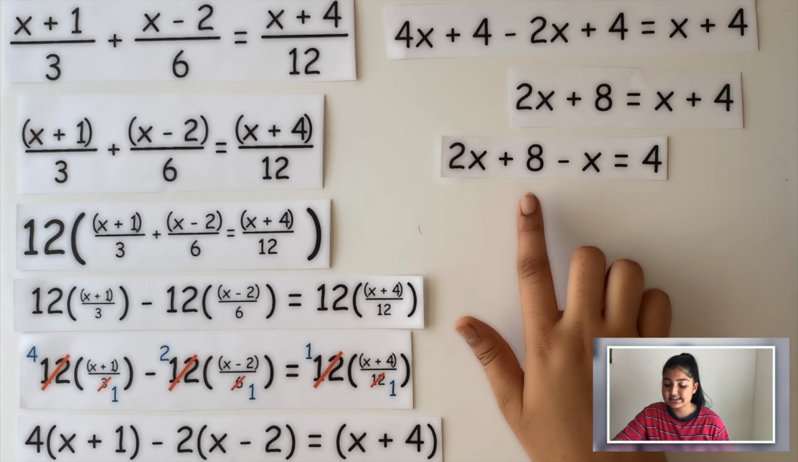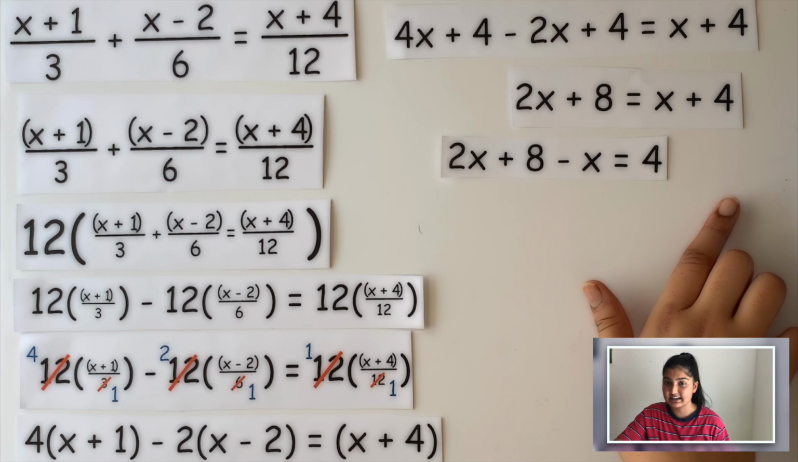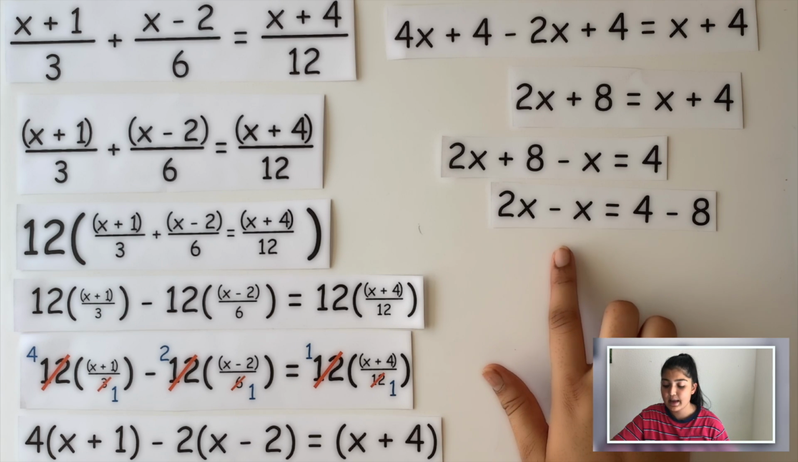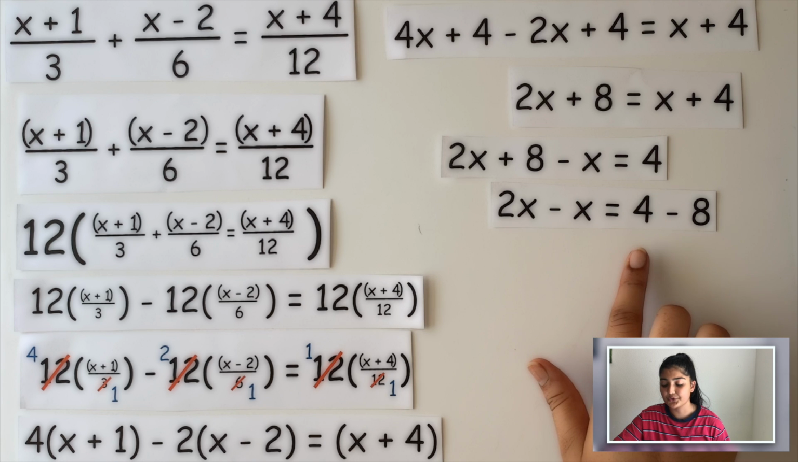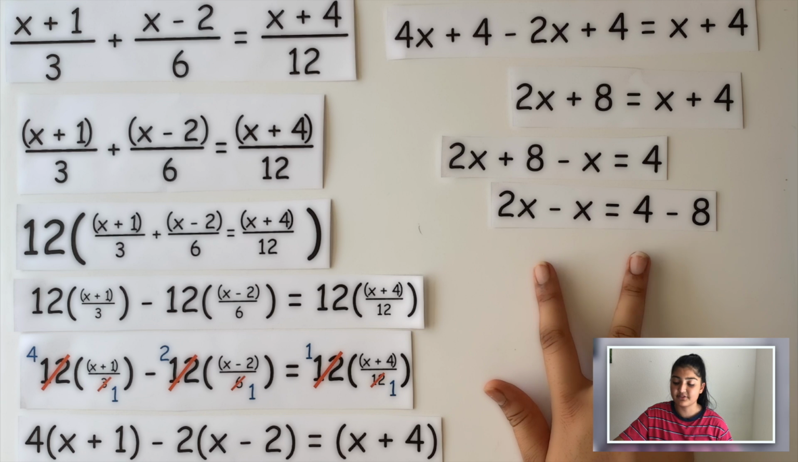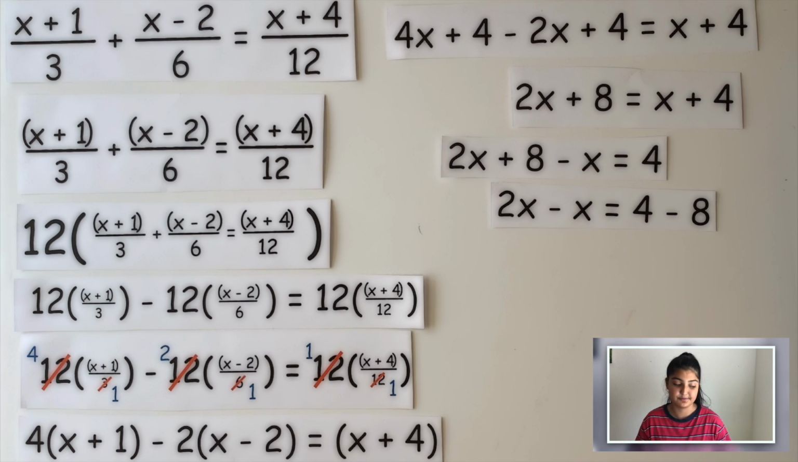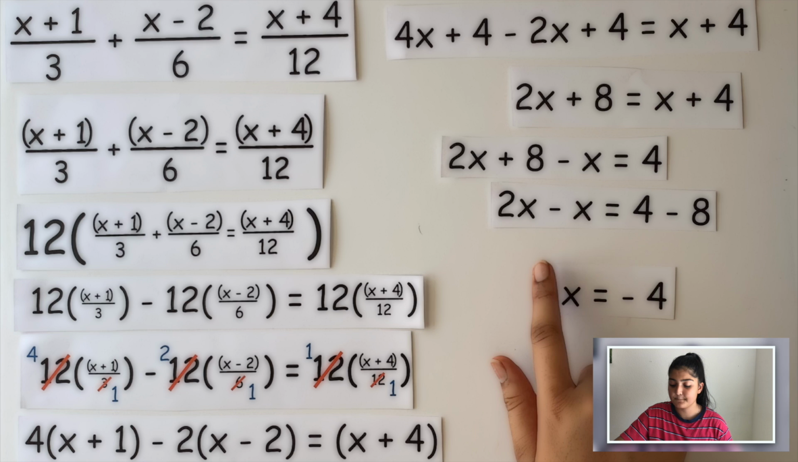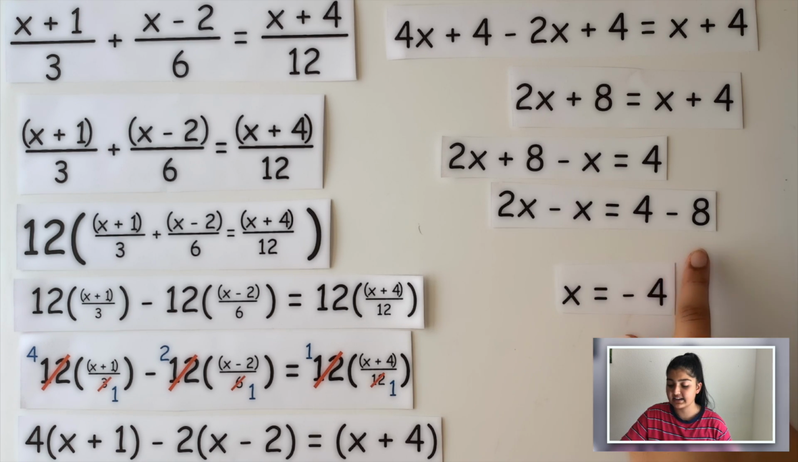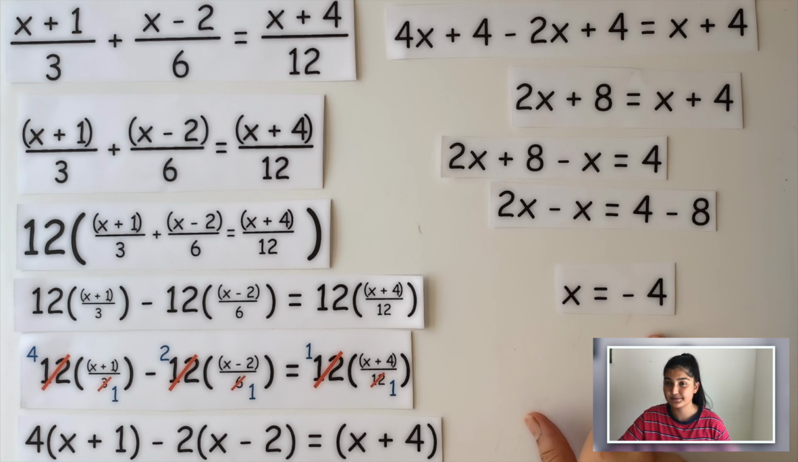Now, let's take 8 to this side of the equation. That gives us 2x minus x is equal to 4 minus 8. Now, we can simplify both sides of the equation. 2x minus x is x, and 4 minus 8 is negative 4. So, the solution to this equation is x is equal to negative 4.